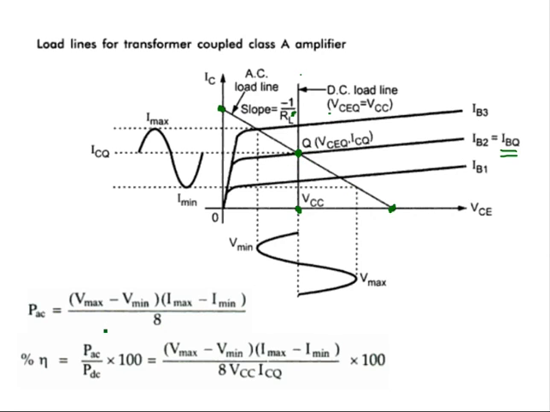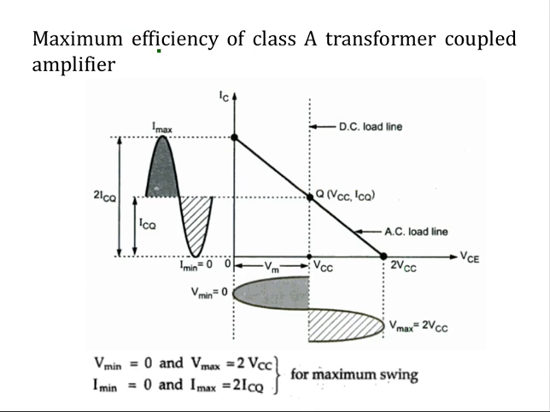Now we'll see what PAC is. Similar to the previous analysis, PAC will be (Vmax minus Vmin) into (Imax minus Imin) divided by 8. Again, percentage efficiency will be (Vmax minus Vmin) into (Imax minus Imin) by 8 VCC ICQ. The expression is the same, but when you go for the maximum efficiency, you will see that you have to assume full swing.